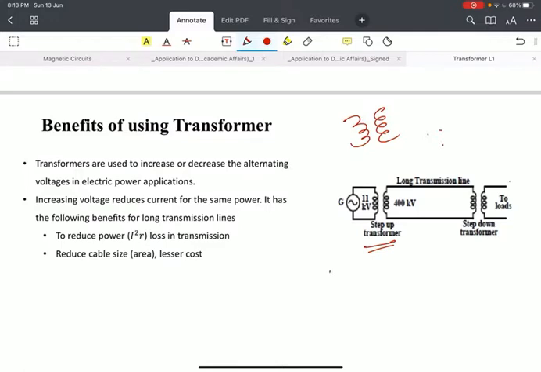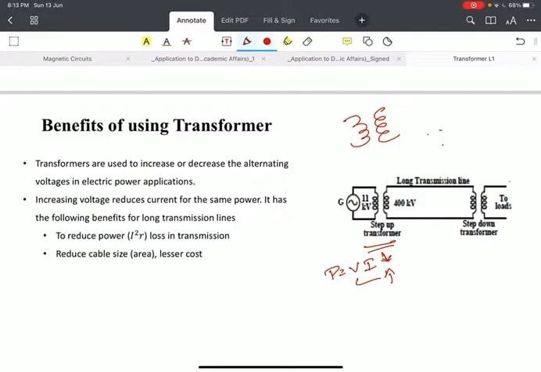We know that power is equal to voltage into current. That means if you are keeping the power constant, then if you are increasing the voltage, the current will reduce, or if you are decreasing the voltage, the current will increase.